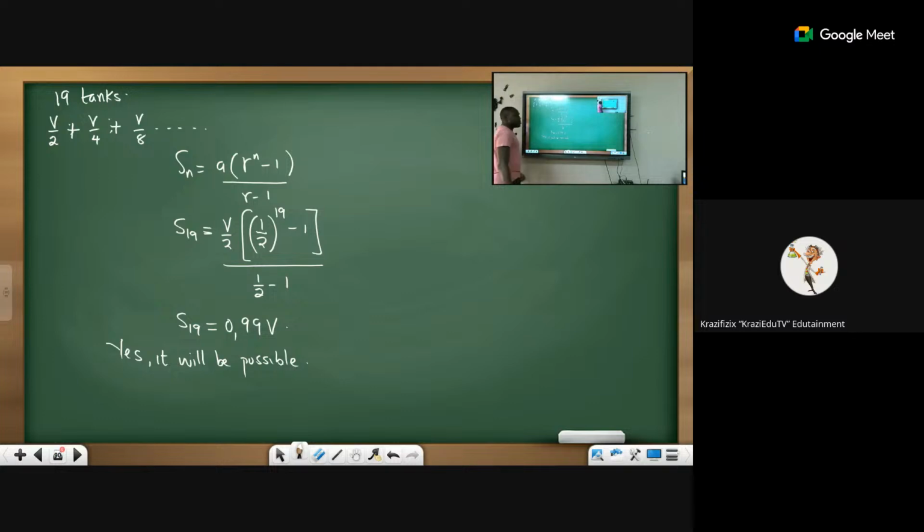Let me know. Because the first tank is V. My answer is 0.99 V. So it will just be possible. Fill it almost to the brink. Make sense, everybody? Makes sense. So please, question interpretation is very key.